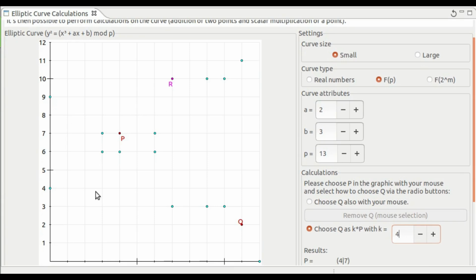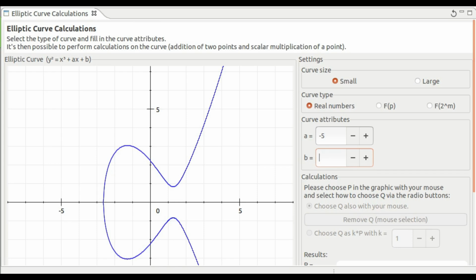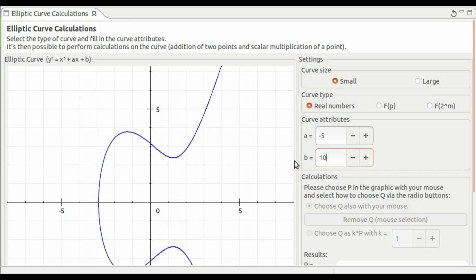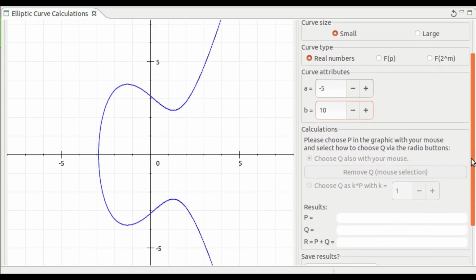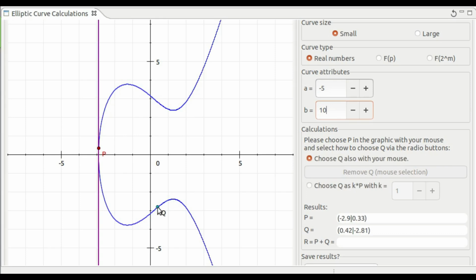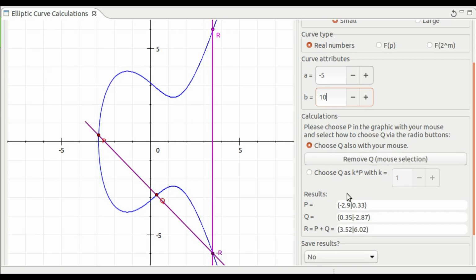This curve is not continuous, so let's take a curve on real numbers. Let's assume this is our elliptic curve. We have three types of group operations: P and Q different, P and Q the same, and P and Q inverse of each other. So let's see the first one. P and Q are different. I am taking a value here for Q.